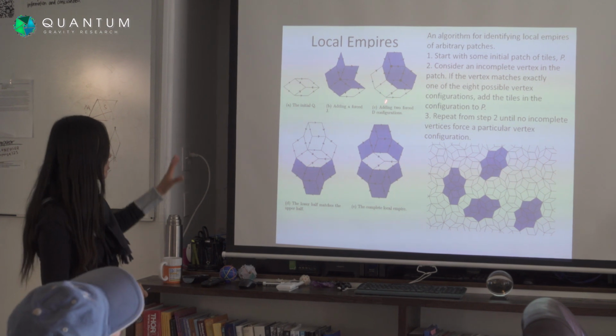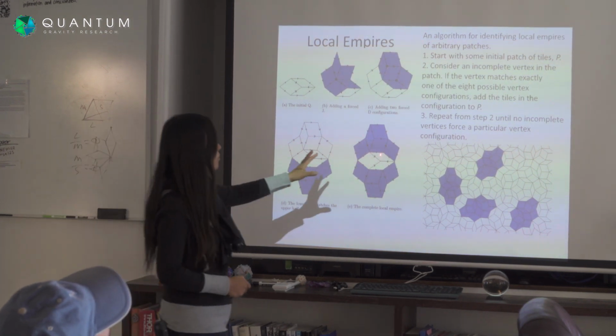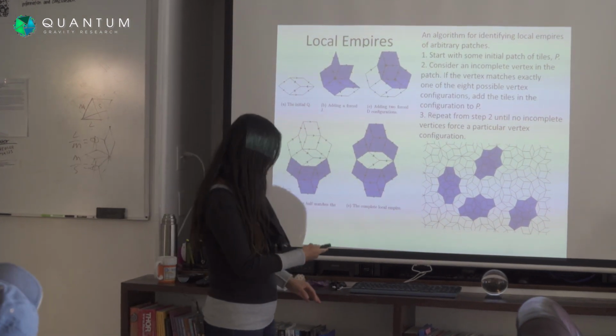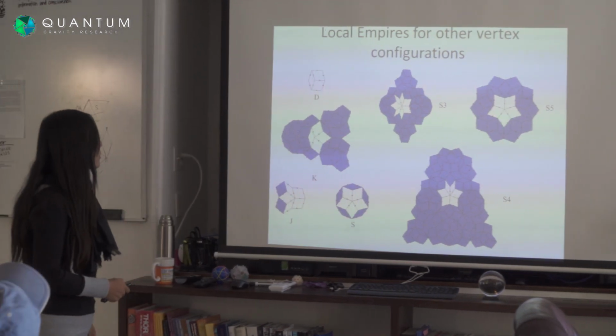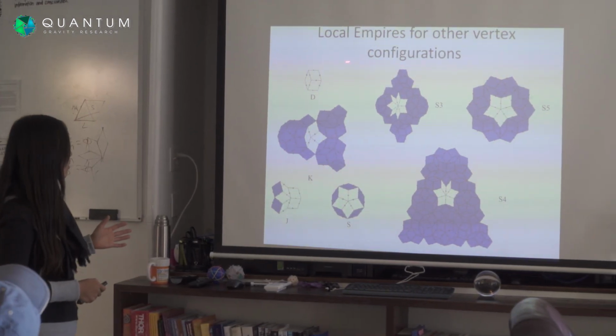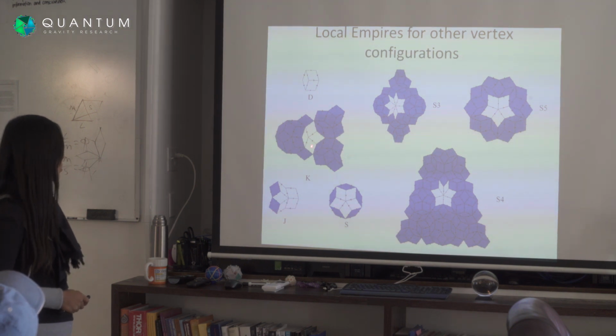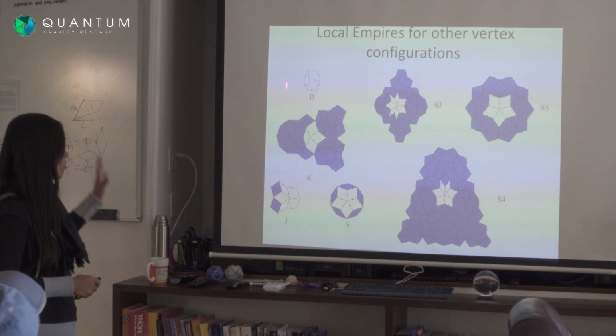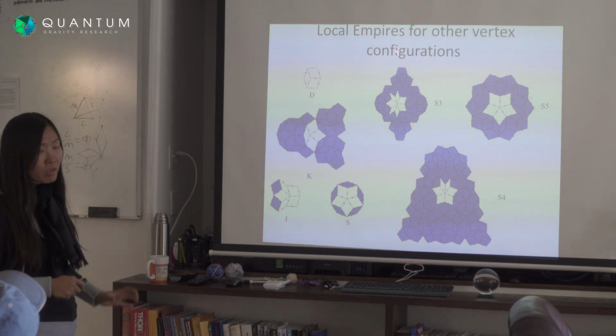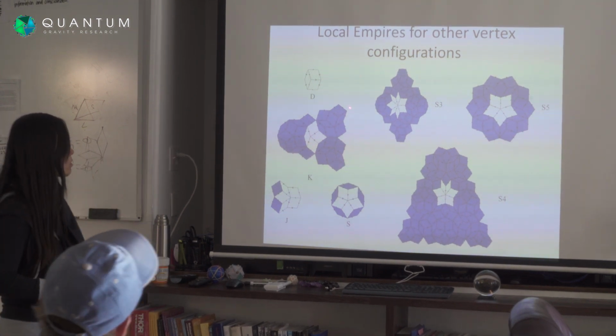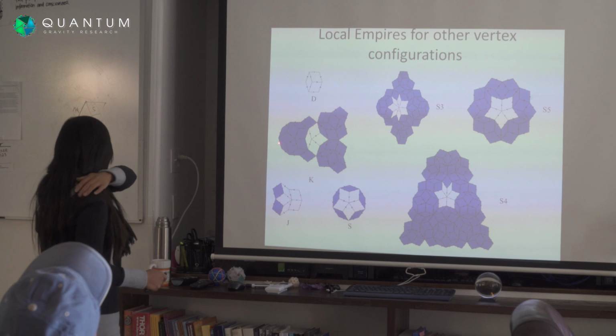So anyway, this is how they build out the local empire based on the matching rules, and then we can give the local empires for each of the vertex configurations. For D, it does not have an empire. That means it does not force any other tiles to be anywhere.